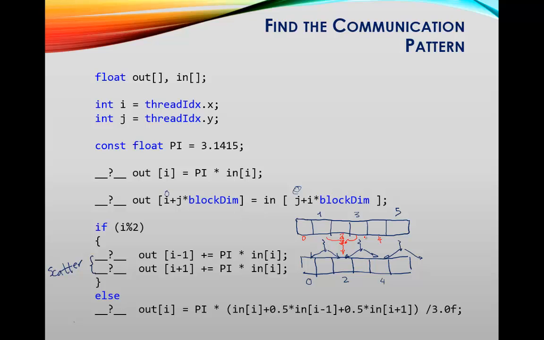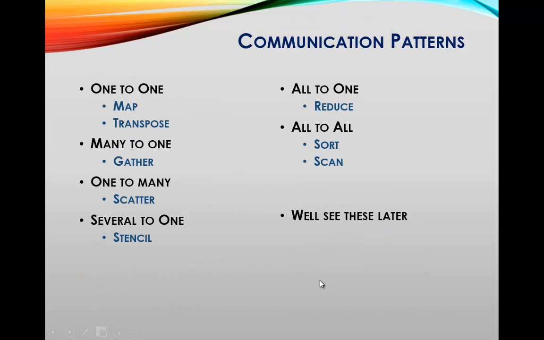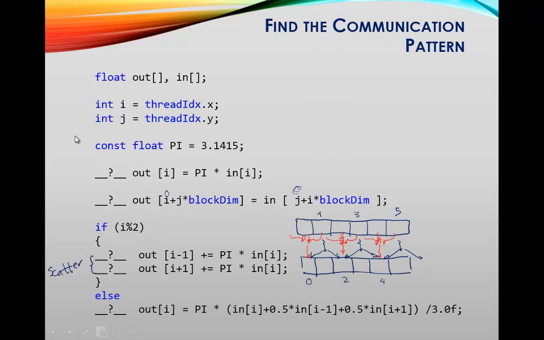Same, element number 4 is going to gather from number 3, number 4, and number 5, and then store into number 4. Element number 0 is going to somehow attempt to read from 1 before itself and 1 after and store into number 0. So this process is going to be a gather operation, or you can think of this also as a stencil operation.